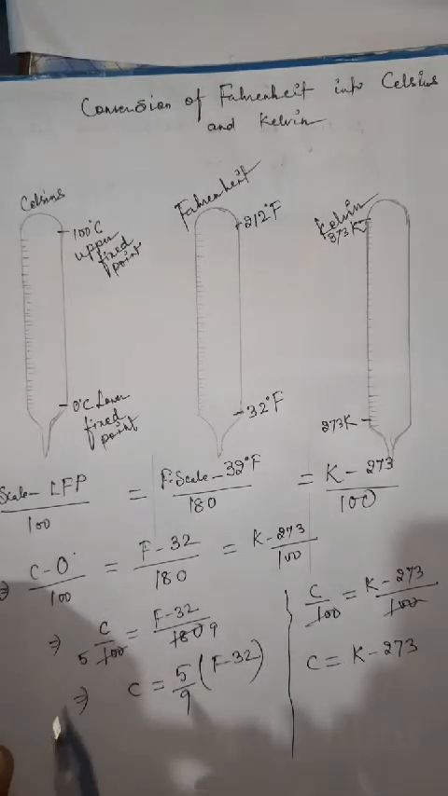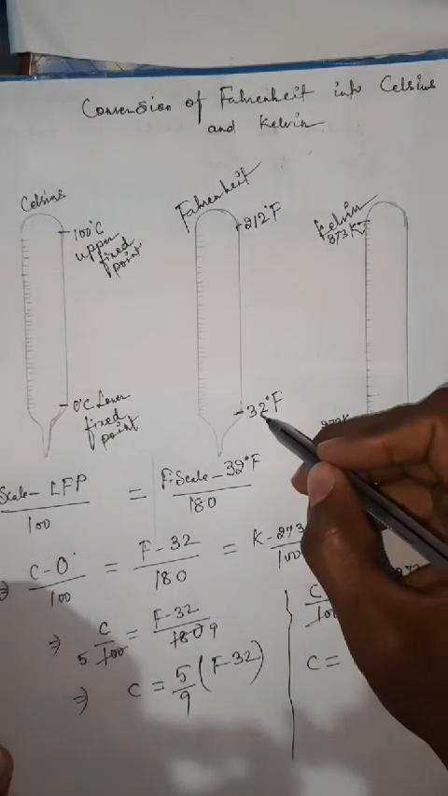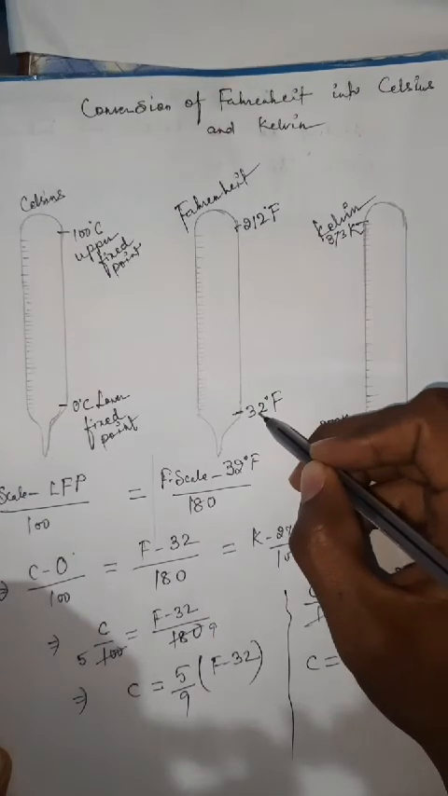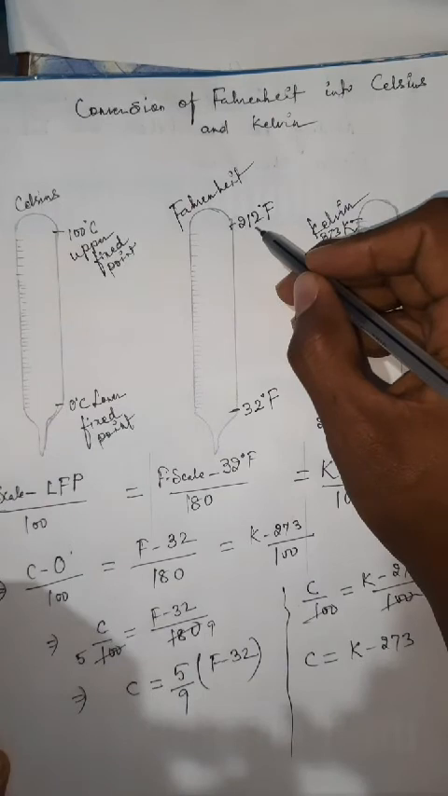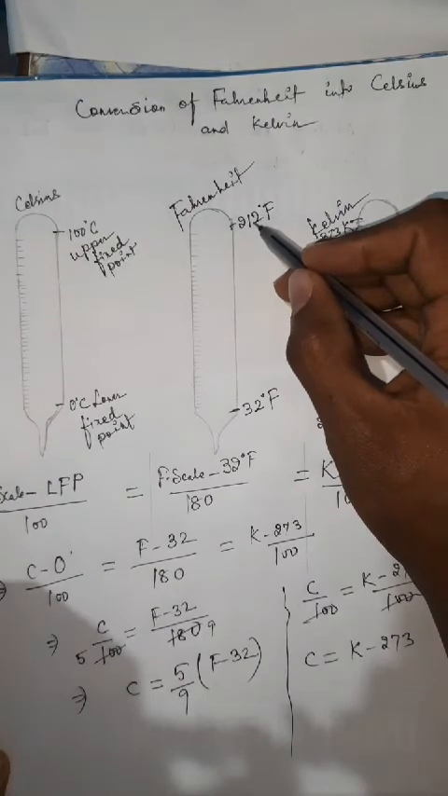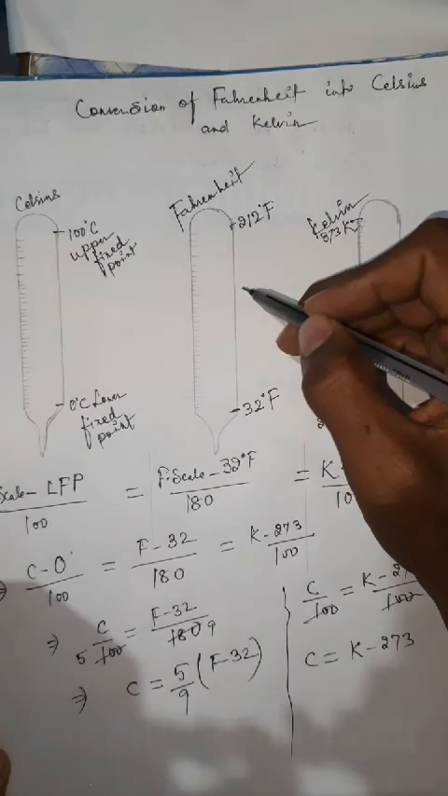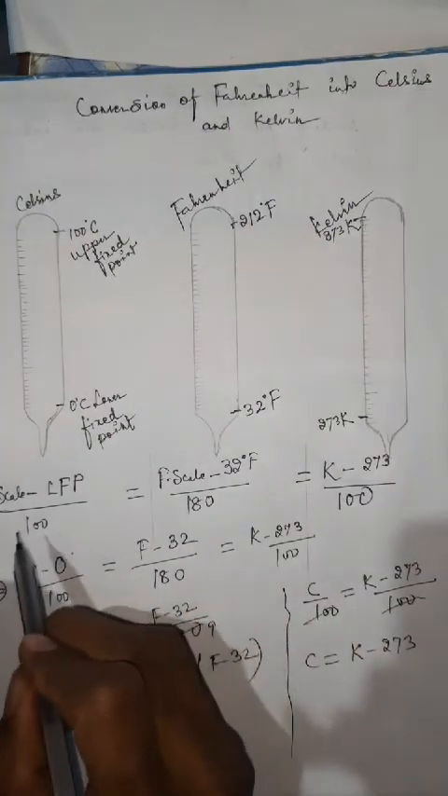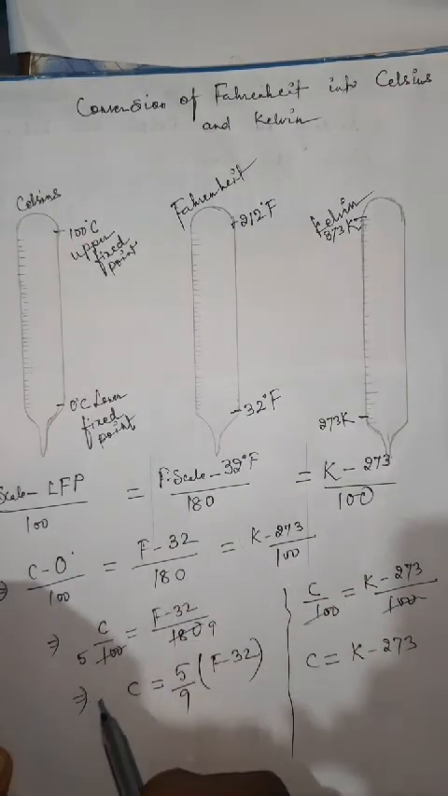Only things you have to remember, this 32 degree Fahrenheit is the lower fixed point in case of Fahrenheit scale, and 212 degree Fahrenheit is the upper fixed point in Fahrenheit scale. These 2 points, when you will remember, you can derive this relation within 10 seconds.